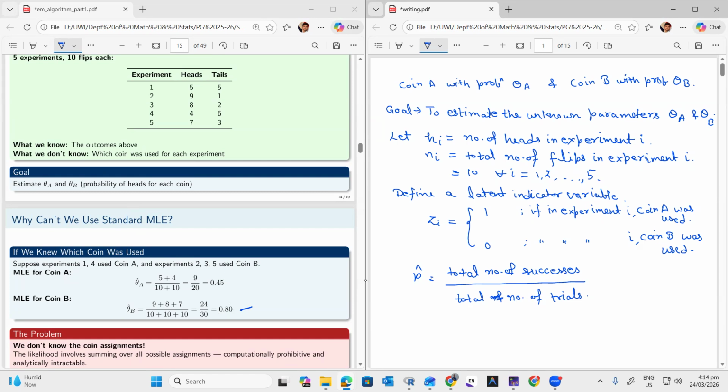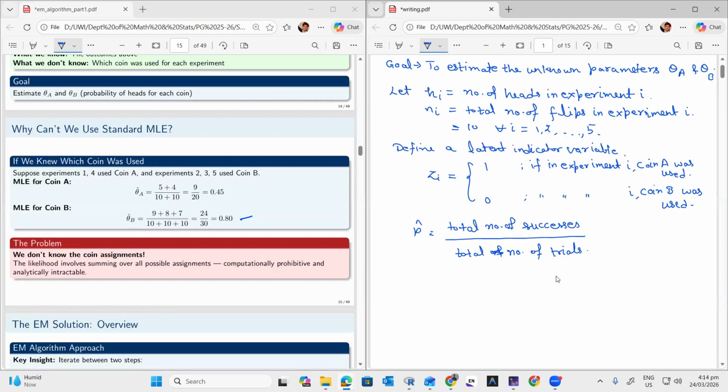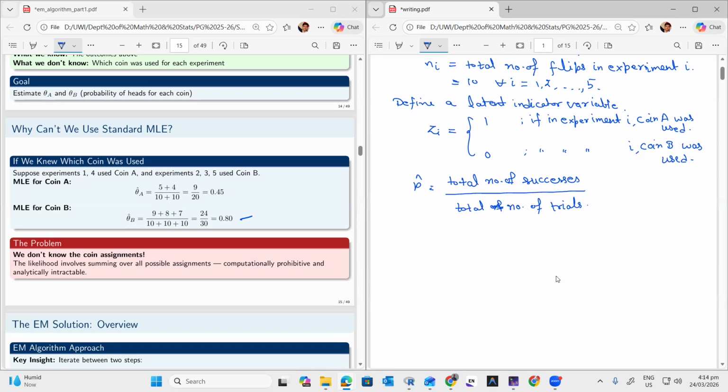But here the problem is that in the present scenario, we don't know which coin was used in which experiment. All right. So here, why MLE is difficult. For each experiment, there are two possible hidden states we have, that is zi equals to 1 and zi equals to 0. All right. Since there are 5 experiments, how many possible combinations of zi's are there?